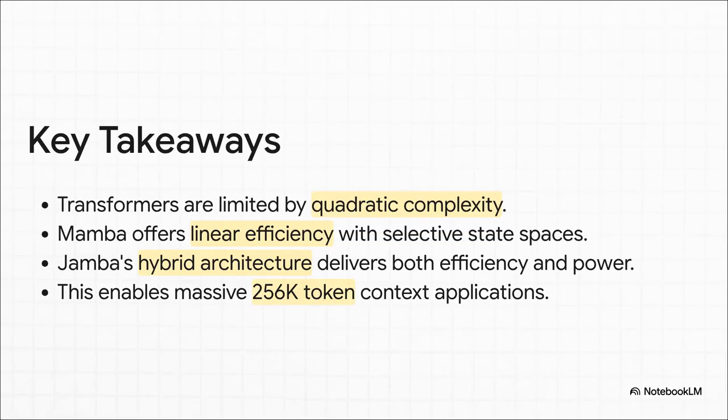Okay, so let's zoom out and recap. The big takeaway here is that the one architecture to rule them all era is probably over. Transformers are amazing, but their quadratic complexity is a real-world constraint. Mamba comes along with this super efficient, linear approach, but with its own trade-offs. And Jamba shows us the future is likely hybrid, cleverly combining different architectures to get the best of all worlds. This is about using the right tool for the job, and it unlocks applications like handling 256K contexts that were just a pipe dream before.